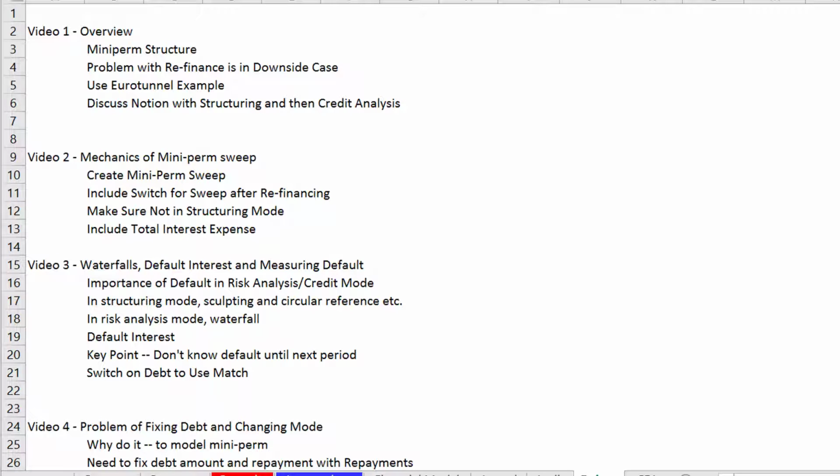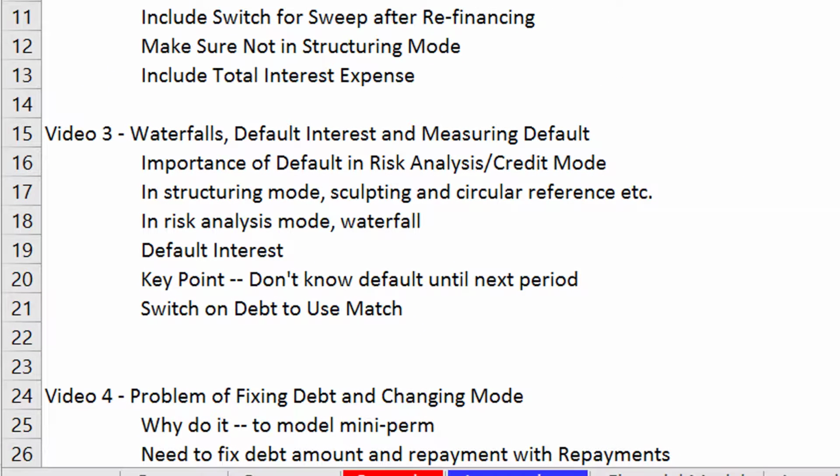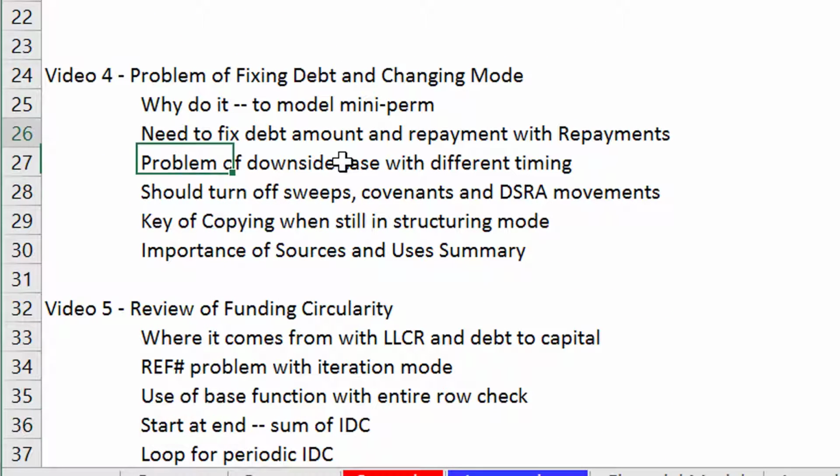This is the second video about mini-perms. One of the big issues here really is to evaluate the credit of a mini-perm. You need to first structure the debt, structure the amortization of the debt, and then switch the whole model from a structuring mode, perhaps I'll push it up a little, to a credit analysis mode.